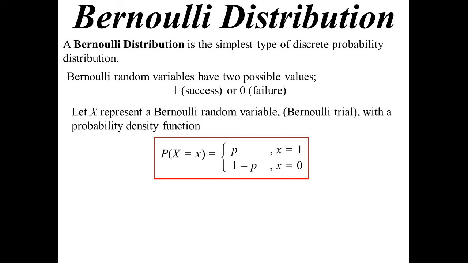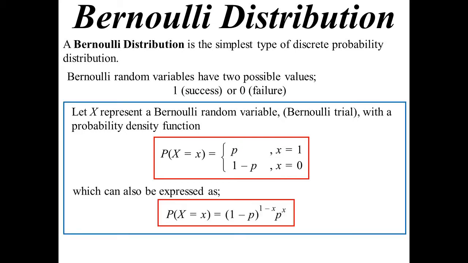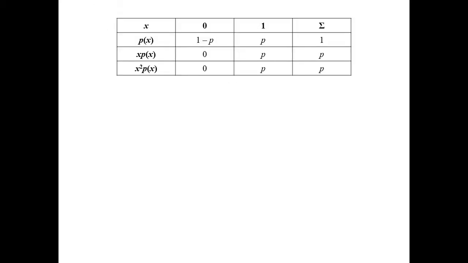So this is also known as a Bernoulli trial. We can also rewrite this simply as this. The probability that X equals x is (1 minus p) to the power of (1 minus x), times p to the power of x. Okay, let's have a look at this distribution in a little bit more detail. We'll draw up our table. As we say, there's only two possible outcomes, 0 and 1. So in our first row, we have that the probability of 0 is 1 minus p. The probability of 1 is p.